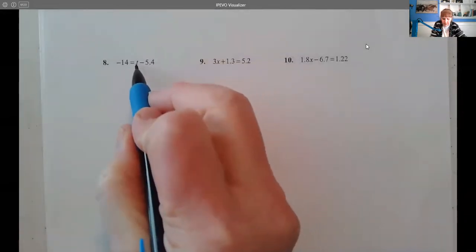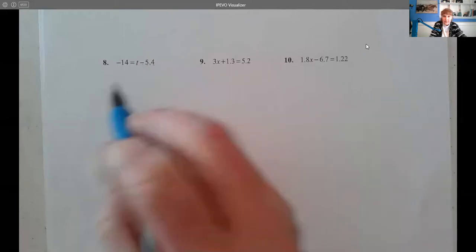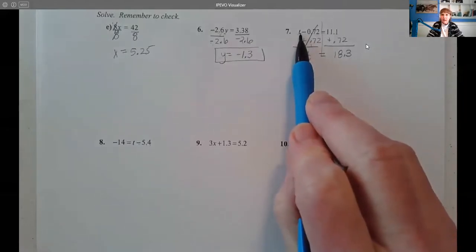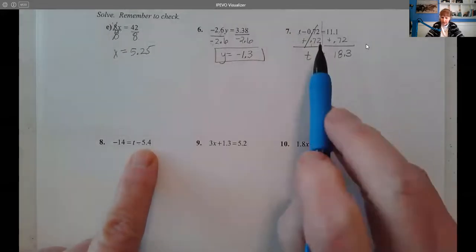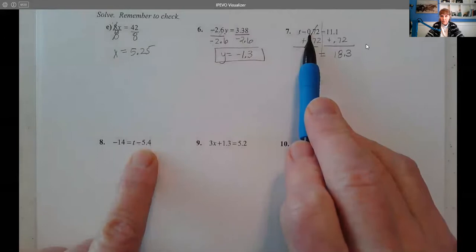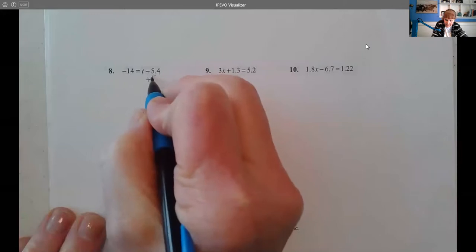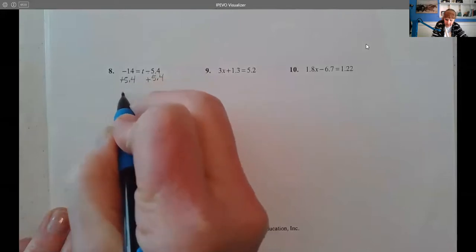On this one, I have t subtract 5.4 on the right-hand side. It doesn't matter if the t is on the right or if the t is on the left. It needs to be by itself. So for number 8, I've got to get rid of the subtracting of 5.4, just like I got rid of the subtracting of 0.72. So I'm going to add 5.4 to both sides of the equal sign.